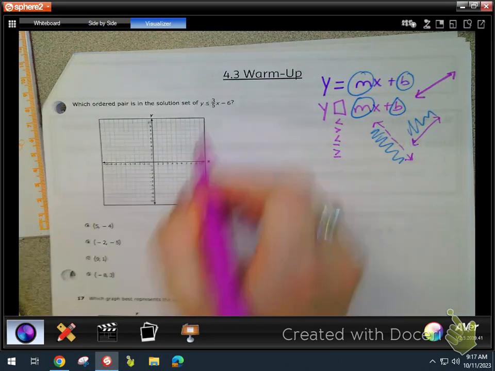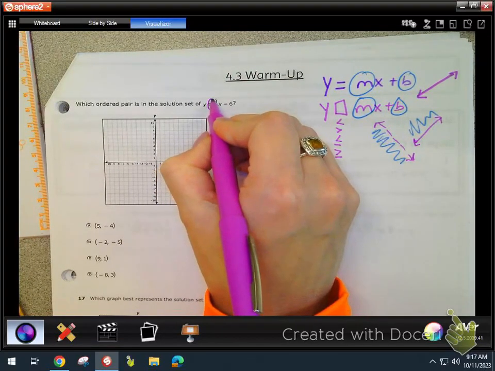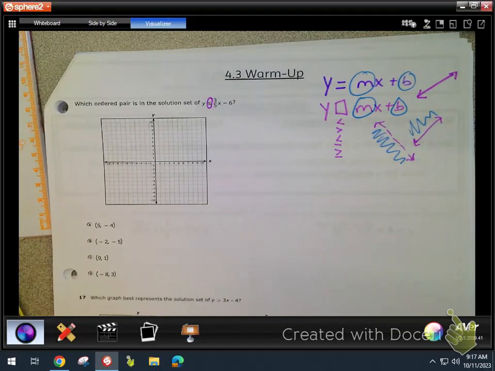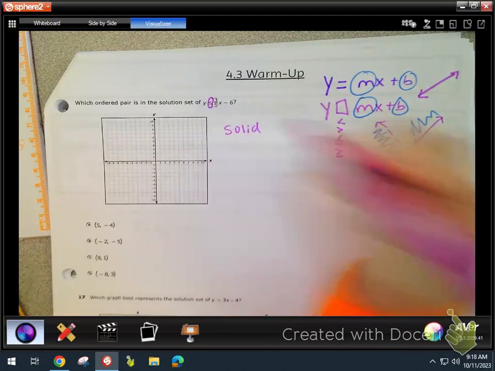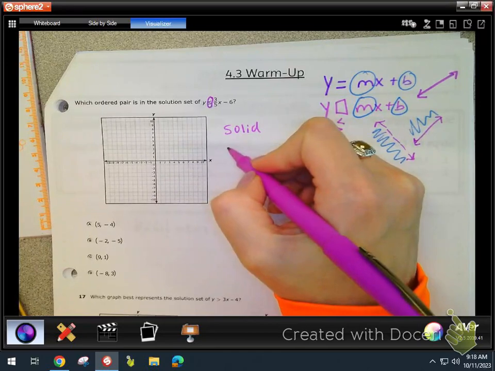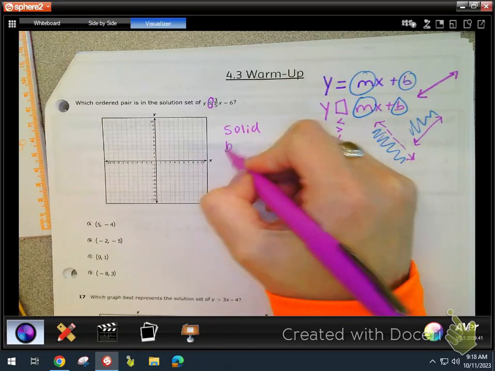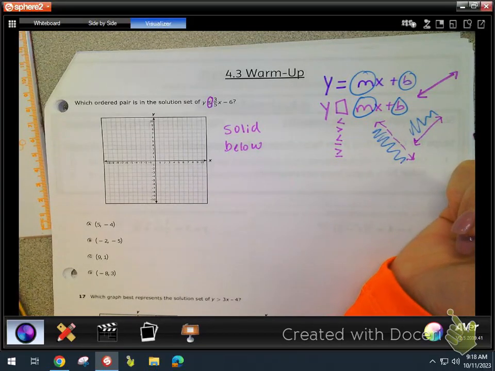So this one right here, which ordered pair is in the solution? Equation or inequality? Inequality. Okay, what do we know about our line? What kind of line is it going to be based on that symbol? Why is it solid? Because it has the or equal to. Where's the shade going to be, above or below? Why is it below? Because it's less than.